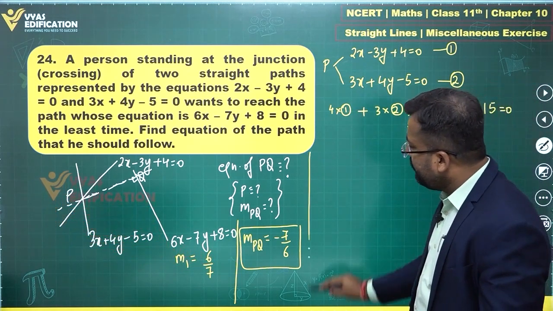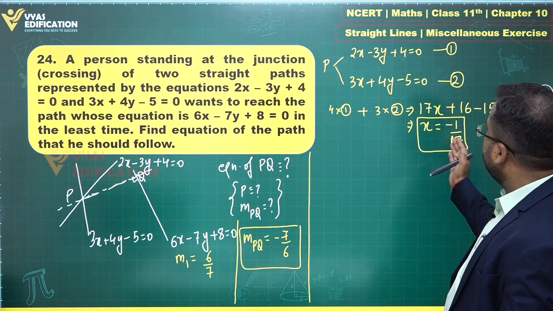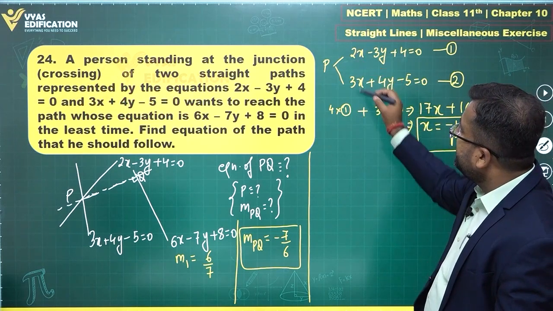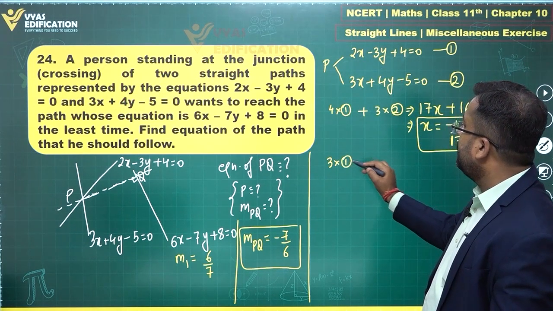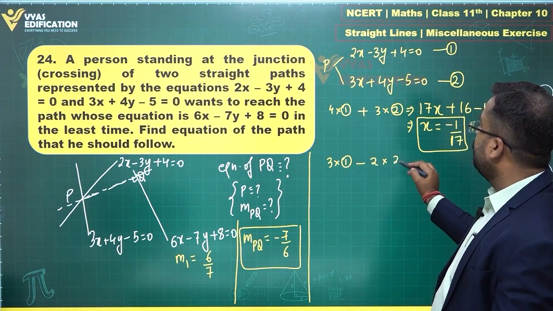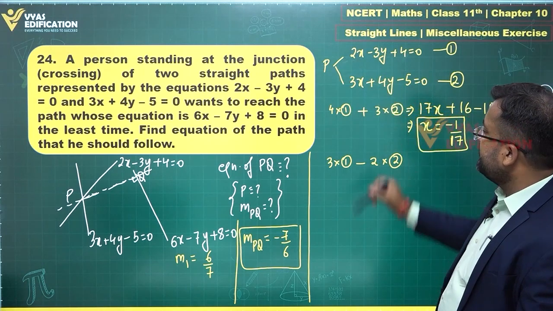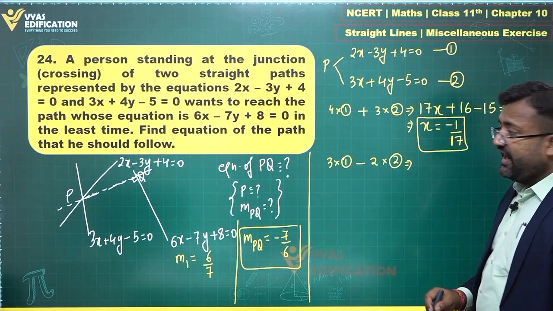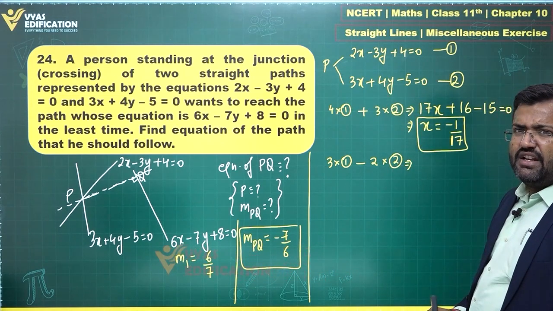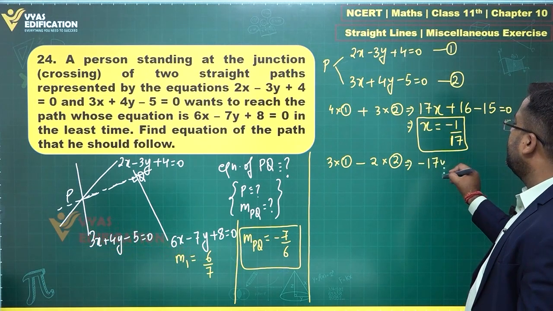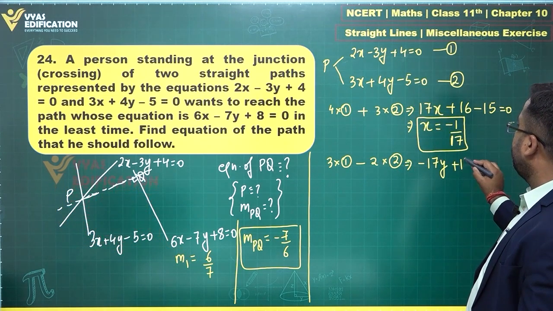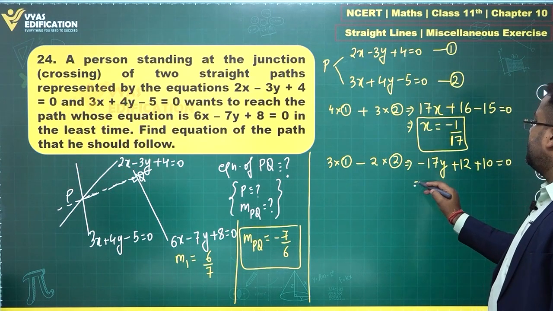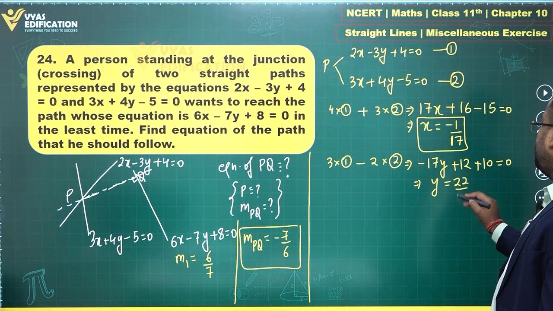The next thing is the other coordinate, y, which can be found by substituting, or directly once again by elimination. I can multiply this by 3 and this by 2. So, 3 times equation 1 minus 2 times equation 2. 3 times 2 is 6 minus 6 cancels, and what remains is minus 9y minus 8y, which is minus 17y. Then 3 times 4 is 12, and minus of minus 5 times 2 is plus 10, equals 0. This tells me y equals 22 upon 17.